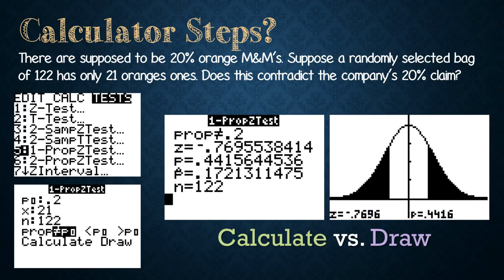If you happen to click the draw feature, this is very helpful for those visual people. Notice you still get the z-score and the p-value, and you can clearly see it's a two-tailed test.